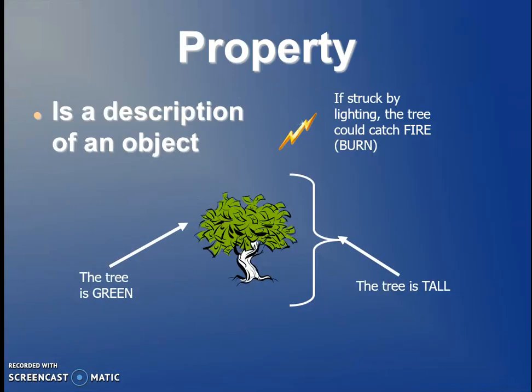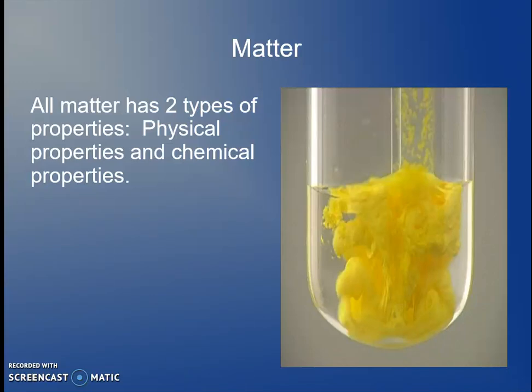So what are properties? A property is a kind of description of an object. If I say the tree is tall, or the tree has green leaves, and if it's struck by lightning the tree could catch fire, I'm talking about the properties of a tree. Any description of an object gives you a property. All matter has two types of properties: physical properties and chemical properties.